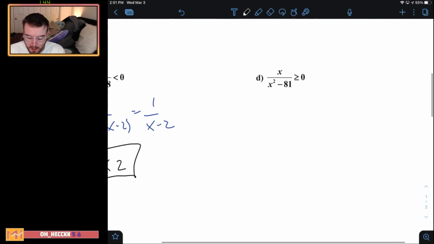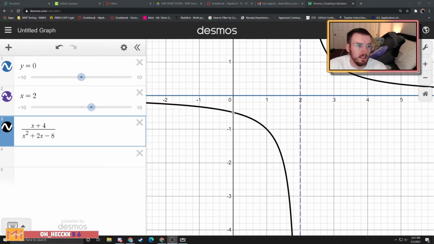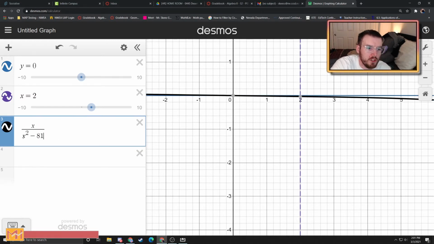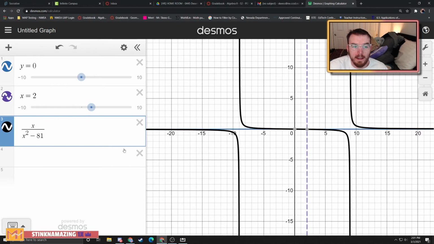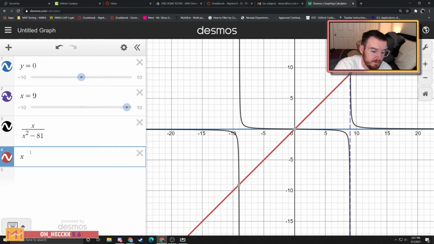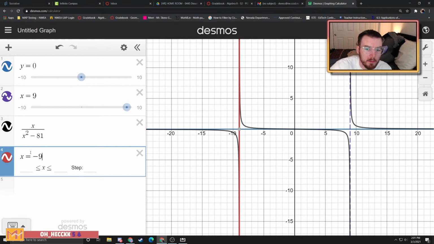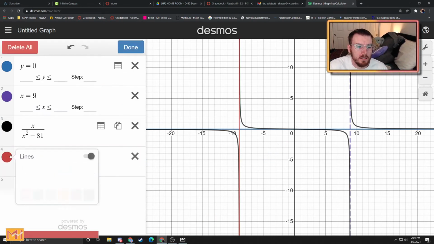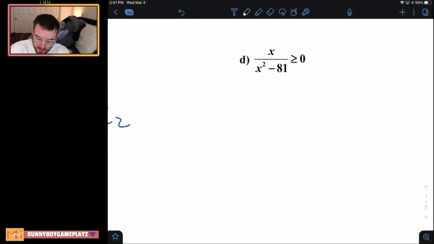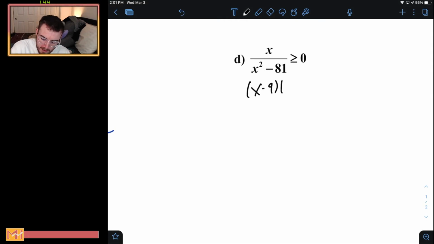Let me speed things up instead of over-analyzing the graph here. X over x squared minus 81. So something interesting is going to happen here. We're going to have two asymptotes at 9 and at negative 9. How did I know those numbers so quickly, you might be asking? Well, because this factors into x minus 9, x plus 9. So both 9 and negative 9 will make the denominator 0.